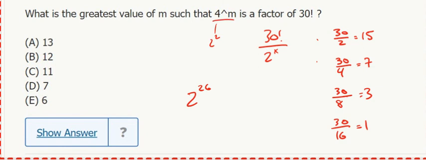Well, so how many times does 4 go? What's the greatest value of m? Okay, it's 2 to the 26, so that's 4 to the what? Well, you can see that 4 is 2 squared, so that's just 13.